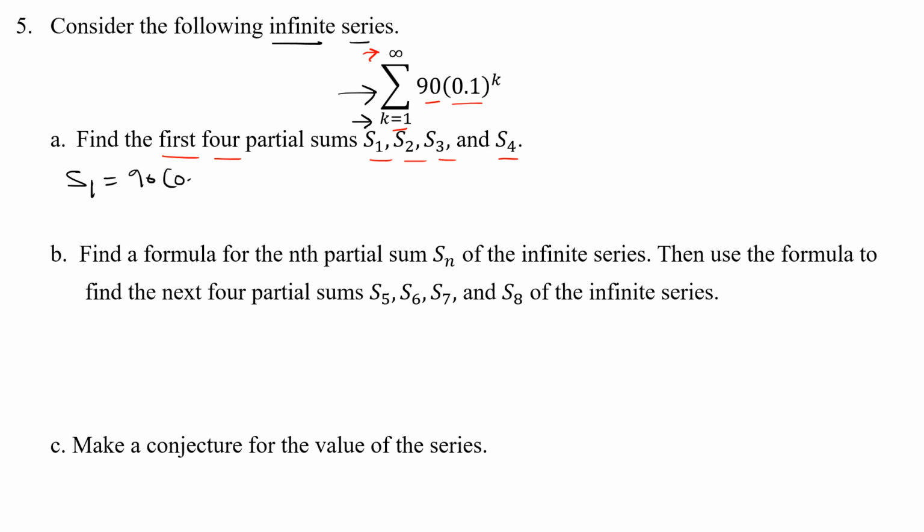and you're simply going to plug in. So we're saying summation as k goes from 1 to 1. So we have 90 times 0.1 raised to the first power, and that's just simply going to be 9, okay? So that would be the first value in that sequence. Well, now, what would the next sum be?